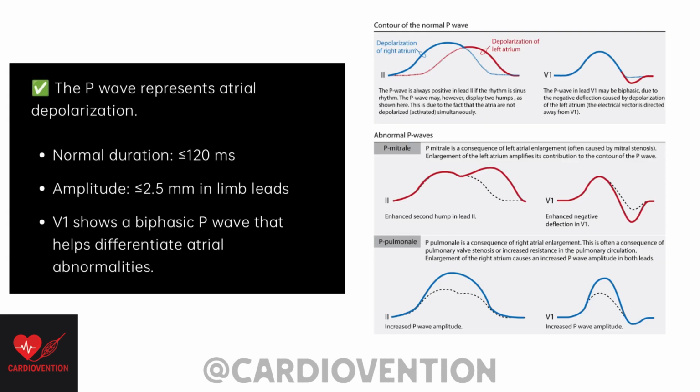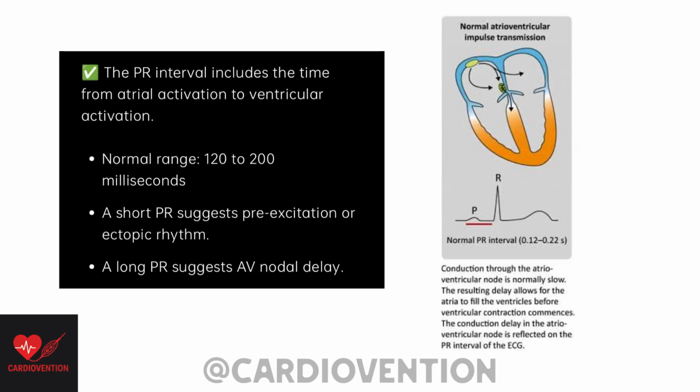The P waves represent atrial depolarization with normal duration of less than 120 milliseconds, amplitude of less than 2.5 millimeters in limb leads. V1 shows a biphasic P wave that helps differentiate atrial abnormalities. The PR interval includes the time from atrial activation to ventricular activation. Normal range is 120 to 200 milliseconds.